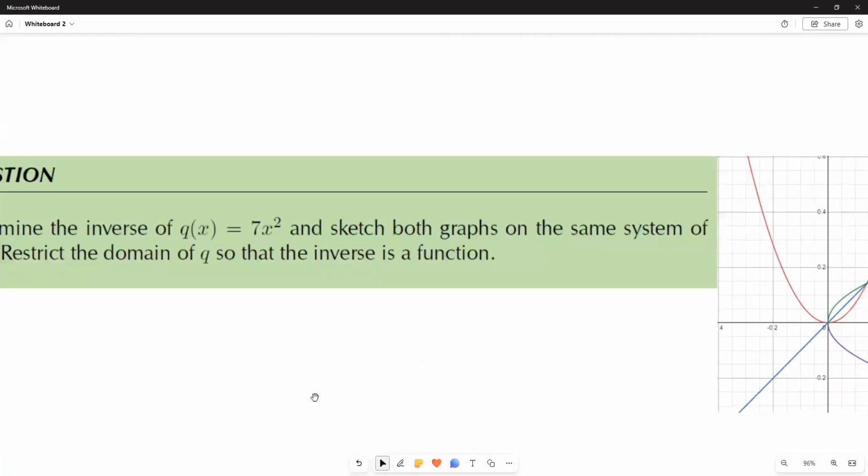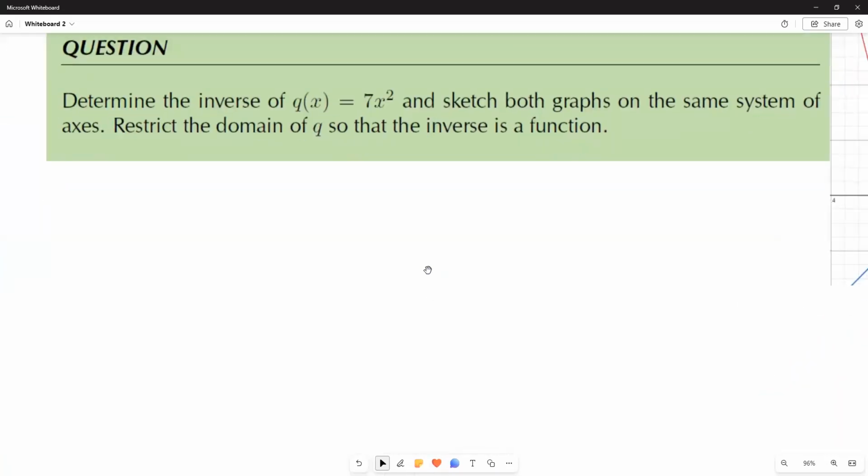On the next question, they want us to determine the inverse of q of x and sketch both on the same system of axes. And then we're going to restrict the domain of q so that its inverse is a function. Okay, we'll discuss this later on. Let's firstly get the inverse.